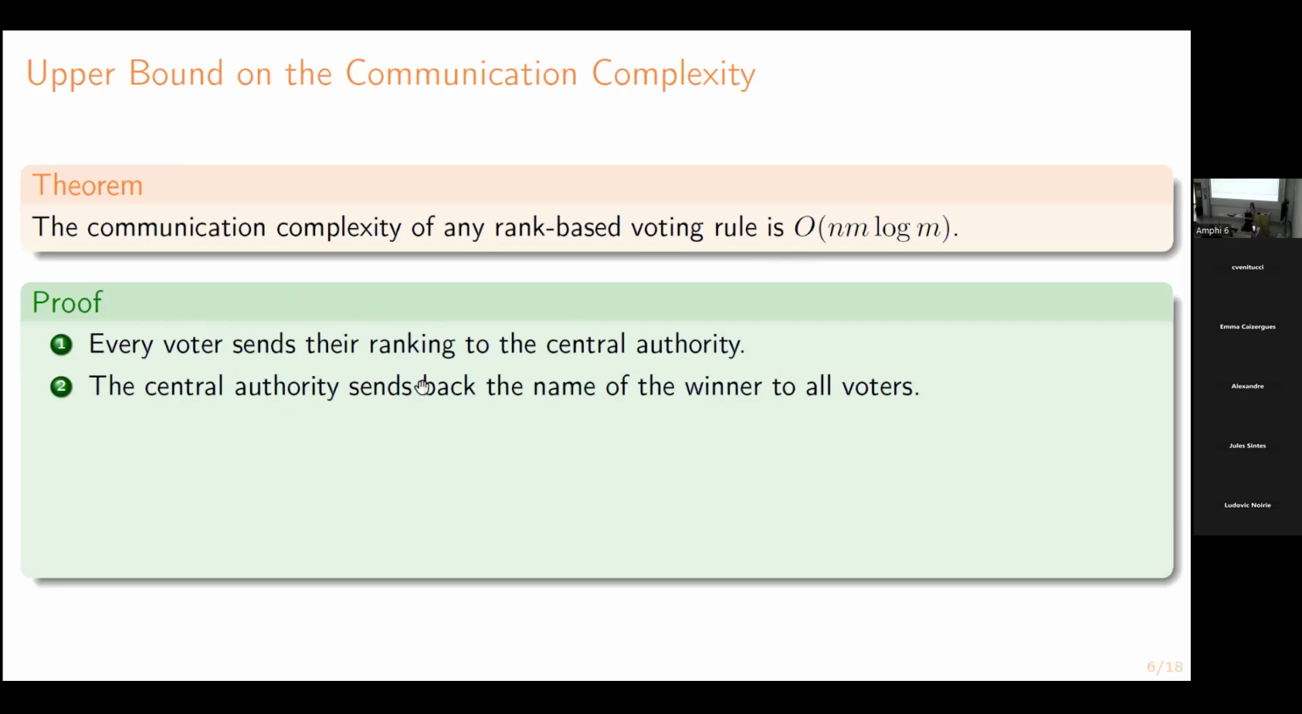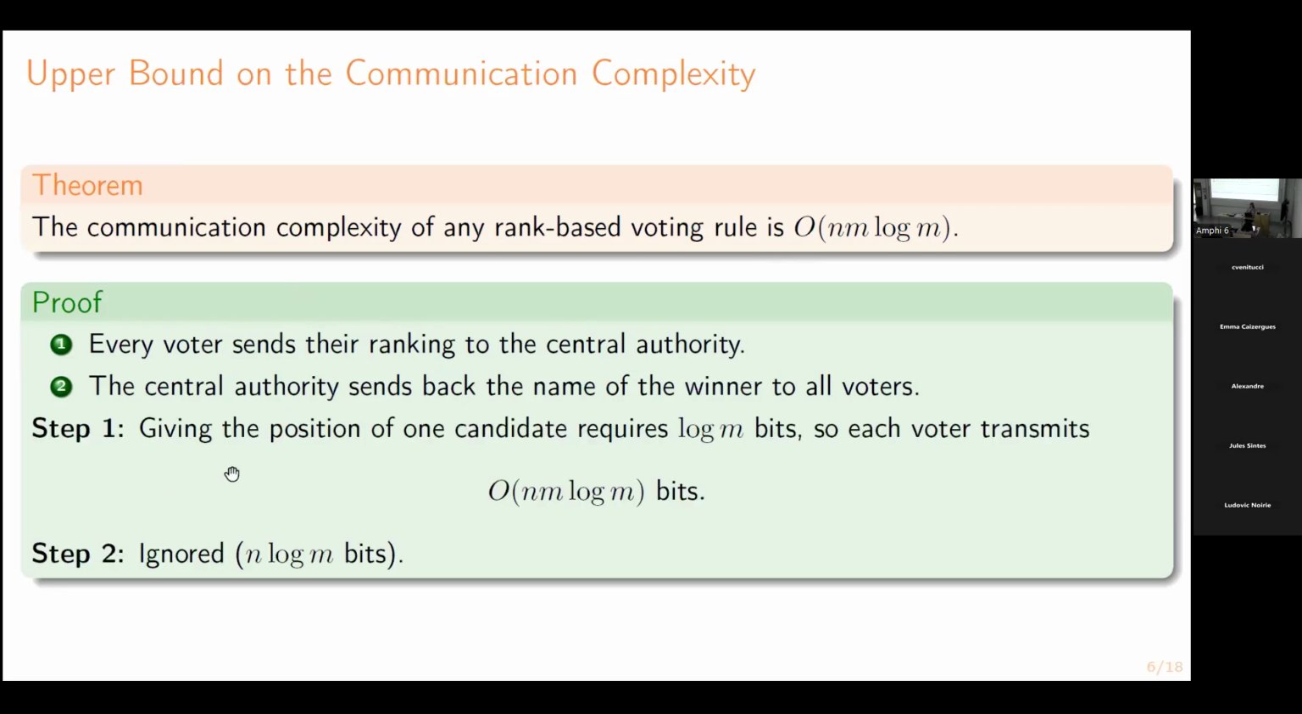So what's the complexity of these two steps? For the first step, when you give the position of one candidate, it requires log m bytes, because you have just m candidates. To provide the position, you have between 1 and m positions, so you need log m bytes to give a number. As every voter gives a ranking, the complexity of communicating their votes is m log m, and you multiply by the number of voters n, and you obtain this for step 1.